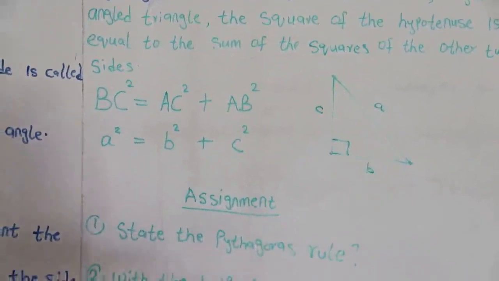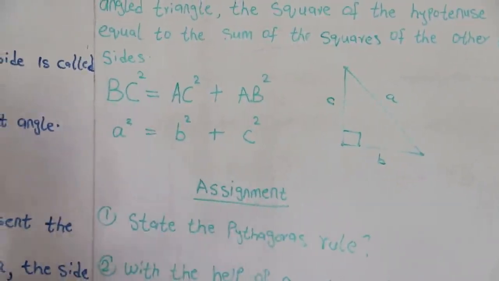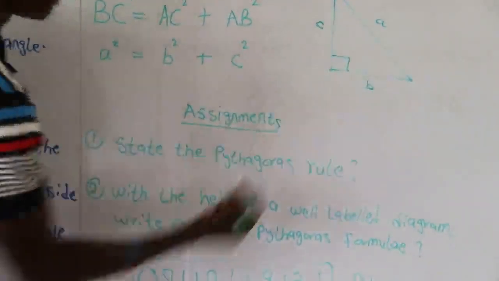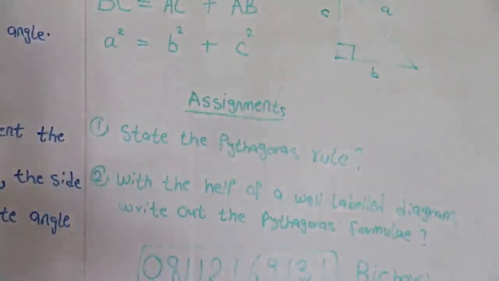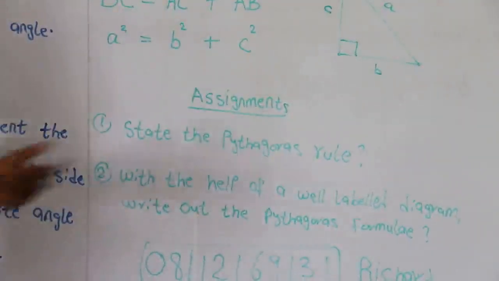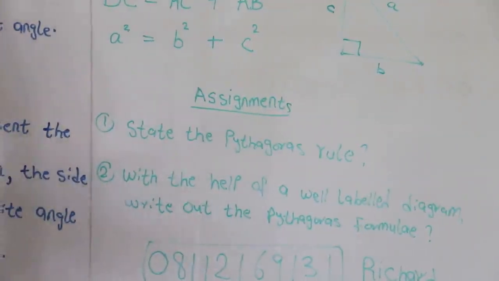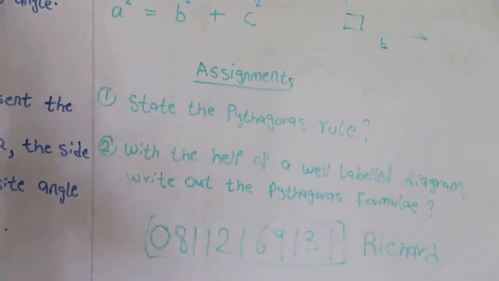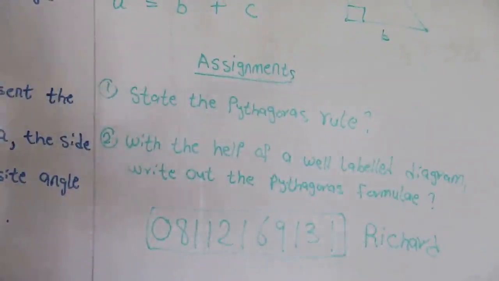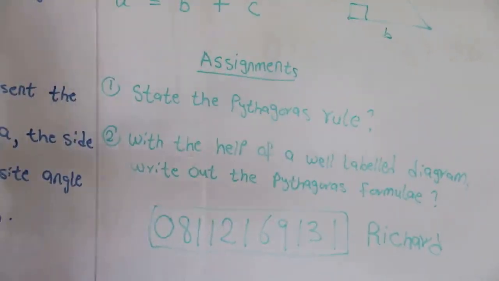Alright, now, as we have come to the end of this lesson, I have assignments for you. The first assignment says, state the Pythagoras rule. Like I've told you, Pythagoras rule and Pythagoras theorem are the same thing. Can you read it and say it off heart?